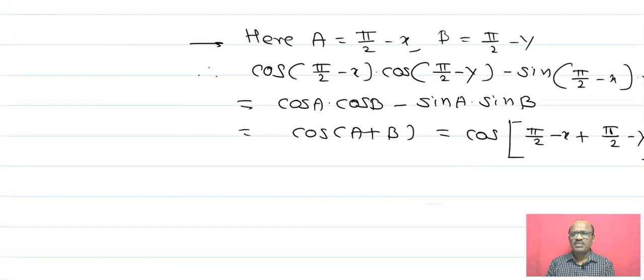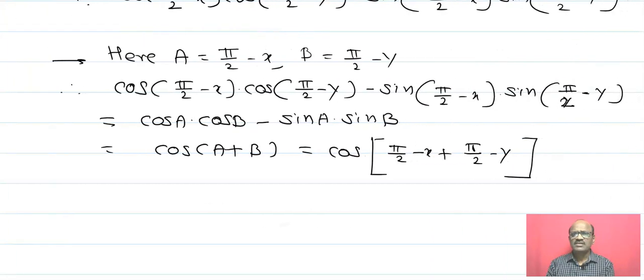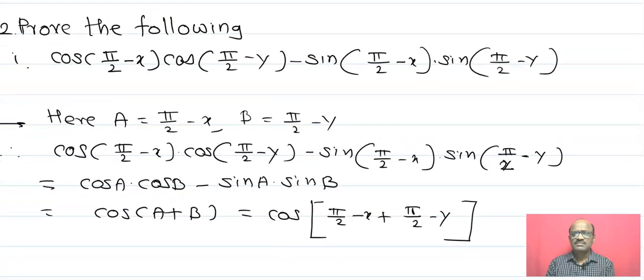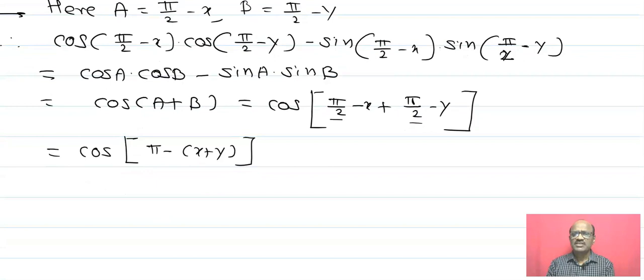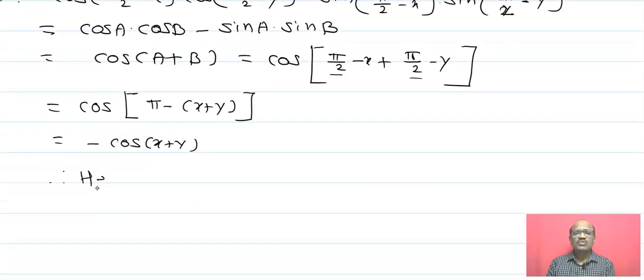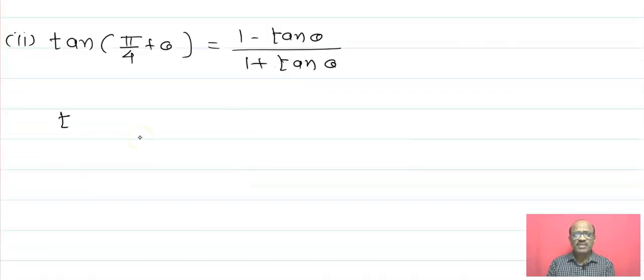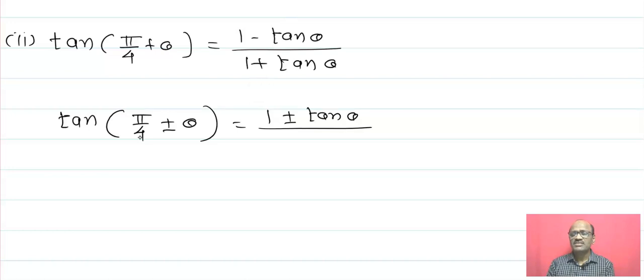Now pi by 2 plus pi by 2. See this here, 90 plus 90, it becomes pi. That is 180. That is pi minus, in bracket, x plus y. We take the minus sign common. Now whenever there is a pi minus something angle, then the function remains as it is. It goes in the second quadrant because pi minus x plus y is in the second quadrant, therefore it is negative, therefore it is minus cos of x plus y.